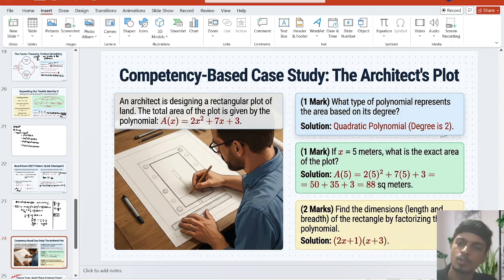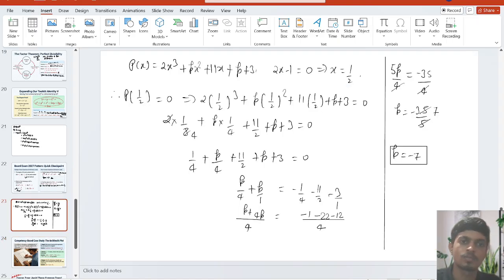A(5) is equal to 2 into 5 square plus 7 into 5 plus 3. You can solve it again, 88 square meters. And find the dimensions, the length of the rectangle, by factorizing the area polynomial. You have to factorize it. I explain its factorization now.